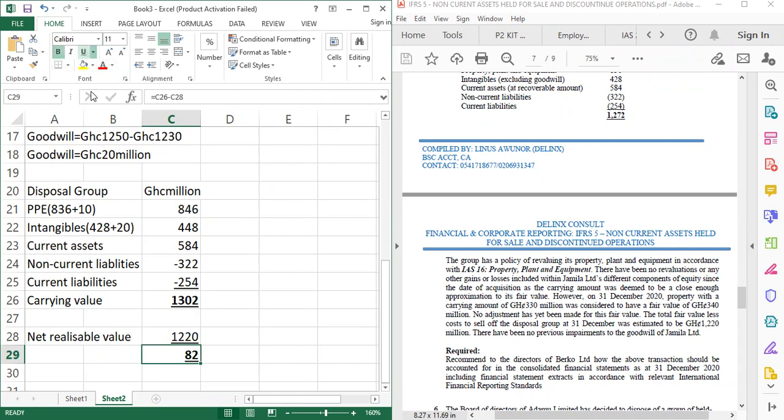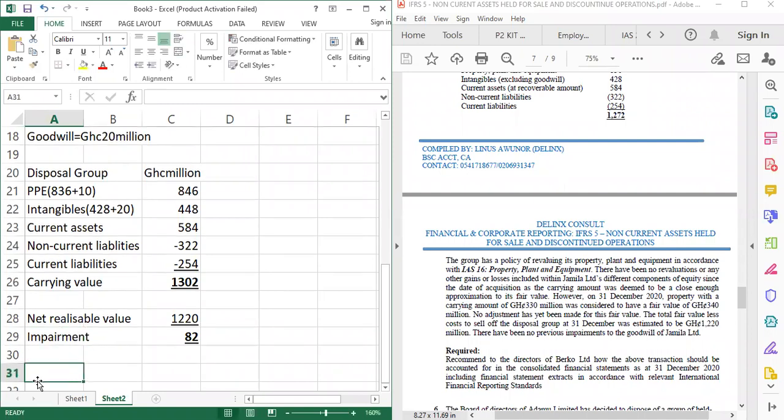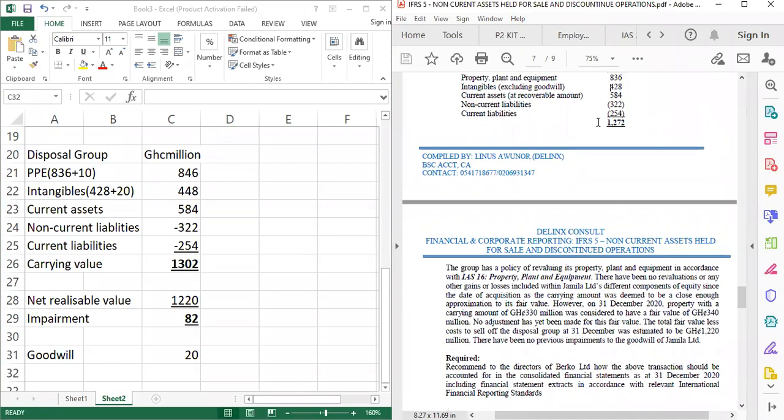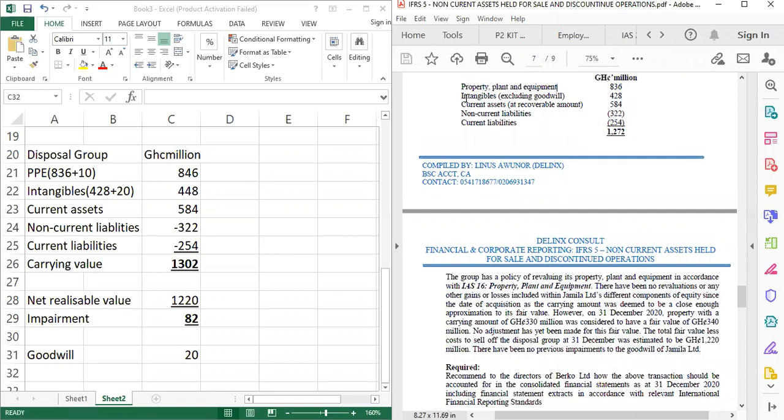So this impairment loss, how are we going to share it? It will be shared like how we do for cash generating units. The first item that will take it will be goodwill. What is the value of the goodwill? 20. The goodwill will take 20. We'll be left with what? 62. And this 62 will be shared among the other non-current assets. So the other non-current assets will be property and the intangibles, excluding the goodwill, because we have already subtracted the 20 from that one.